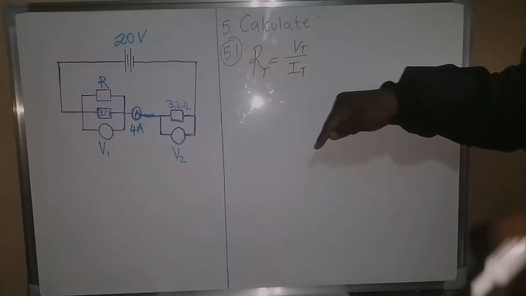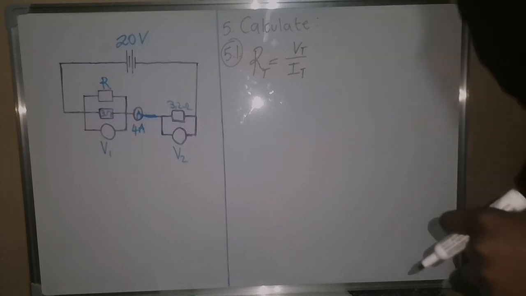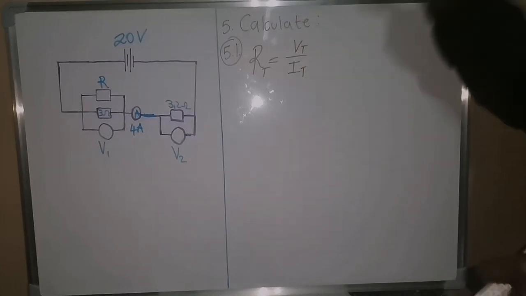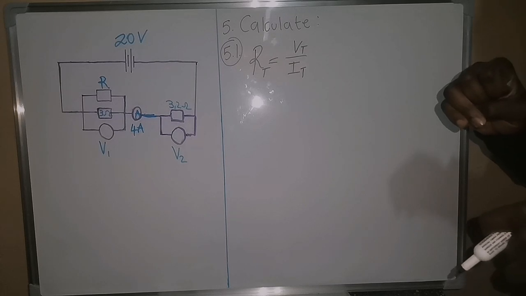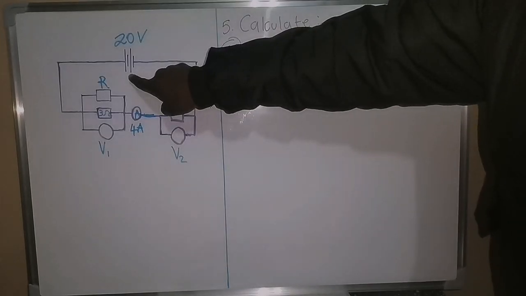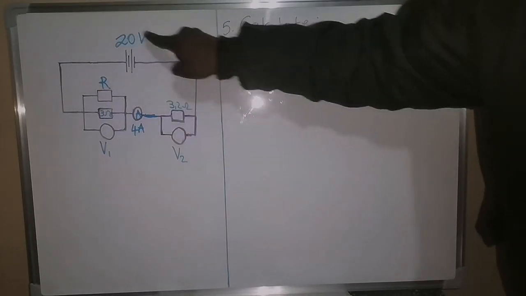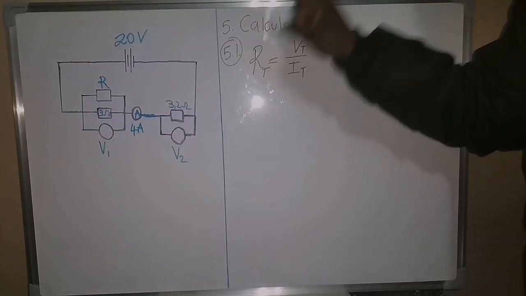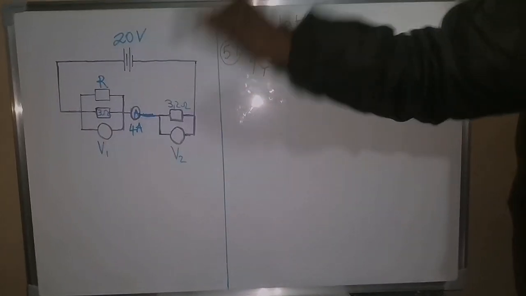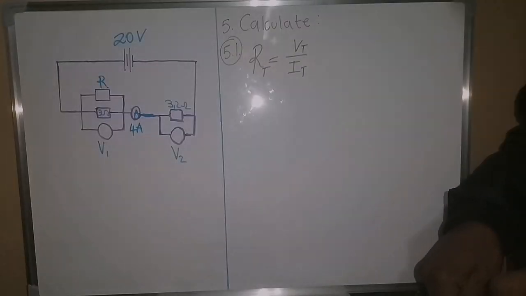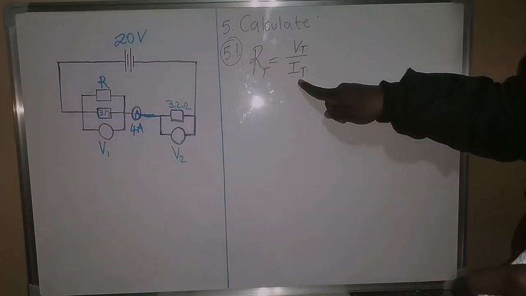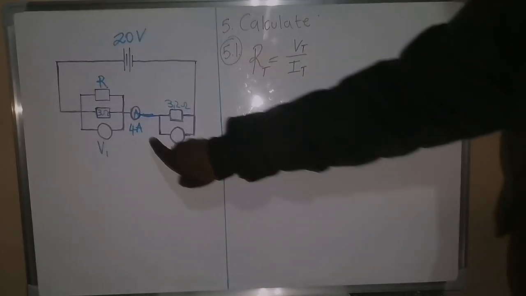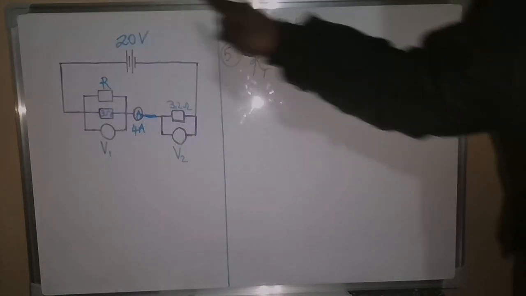For you to find the effective, total resistance using this formula, you need to know the total voltage and the total current. The total voltage is found on our battery. Is it present? Yes, this 20V is the total voltage of the whole circuit. Do we have the total current? I think yes, because this 4 ampere is the total current of the circuit.